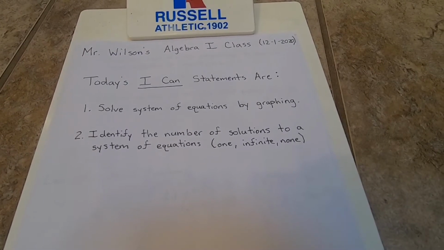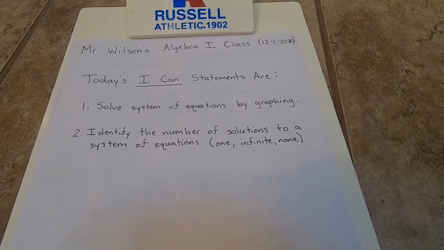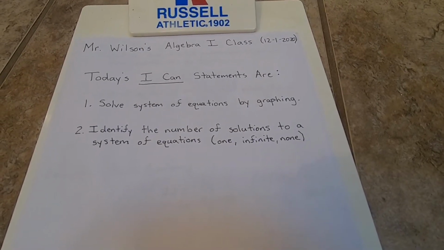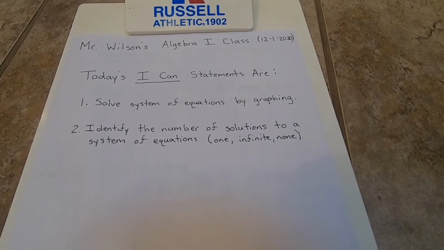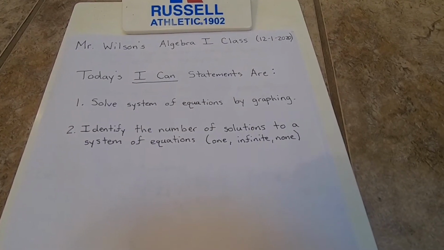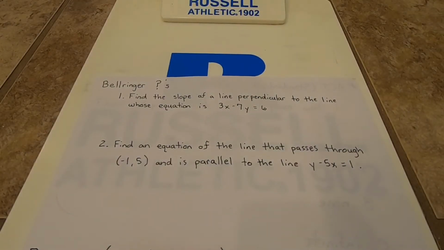It says today's I can statements are: number 1, solve system of equations by graphing, and number 2, identify the number of solutions to a system of equations, whether it be 1, infinite, or none. Alright, we're going to begin class today with our typical start. We have a few bell ringers here that we must answer, and they are all drawing back on our past knowledge that we've been gaining in this chapter.